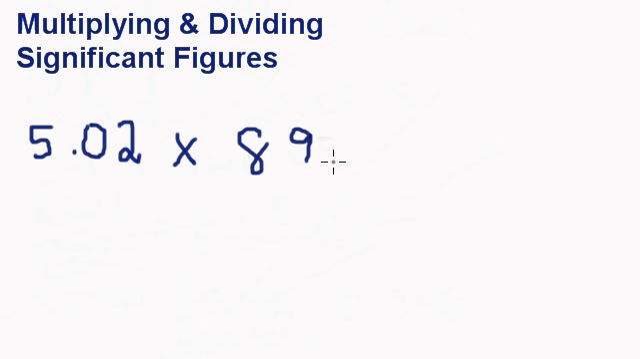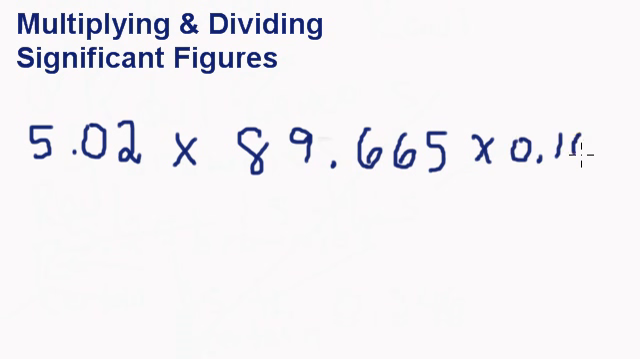Alright, in this video I'm going to be showing you how to find significant figures of numbers when you're performing operations such as multiplication and division. Okay, so I'm going to write down the number 5.02 multiplied by 89.665 multiplied by 0.10.